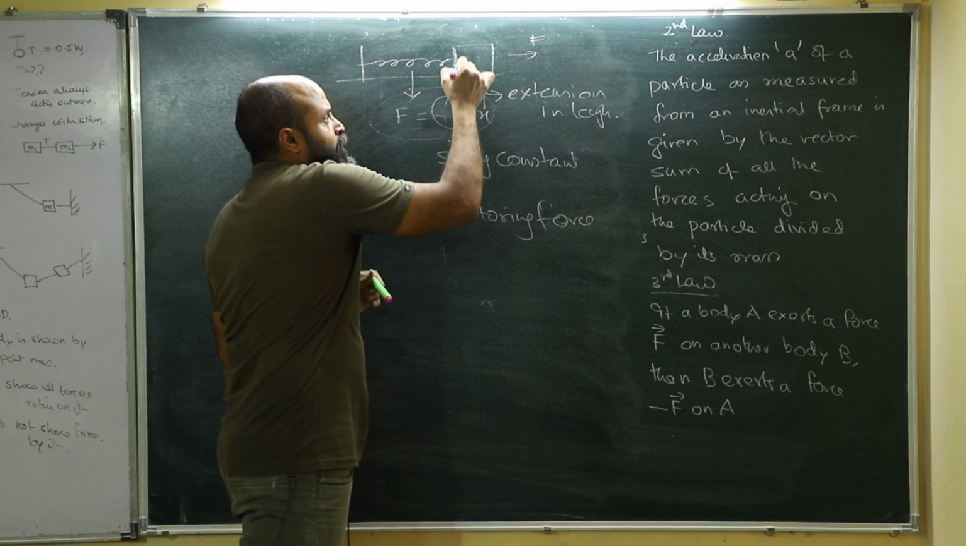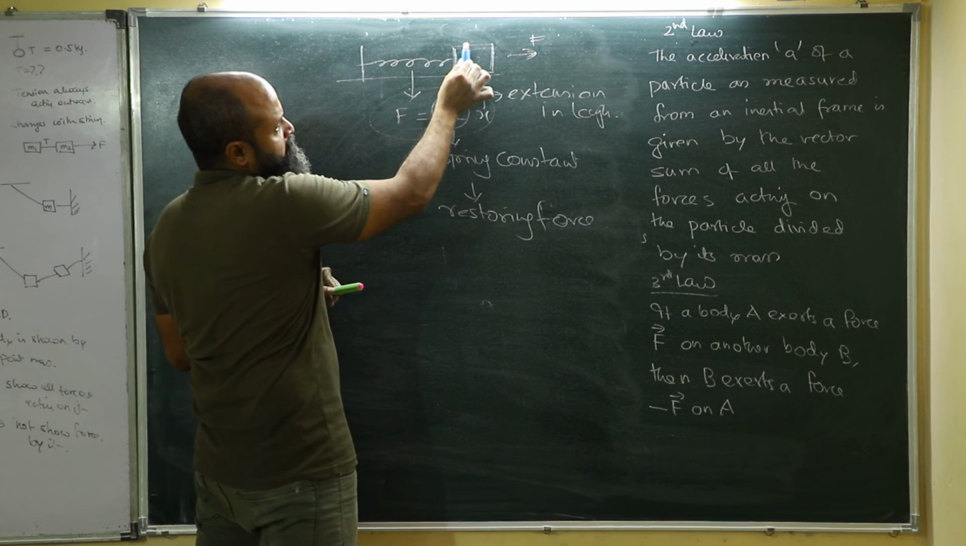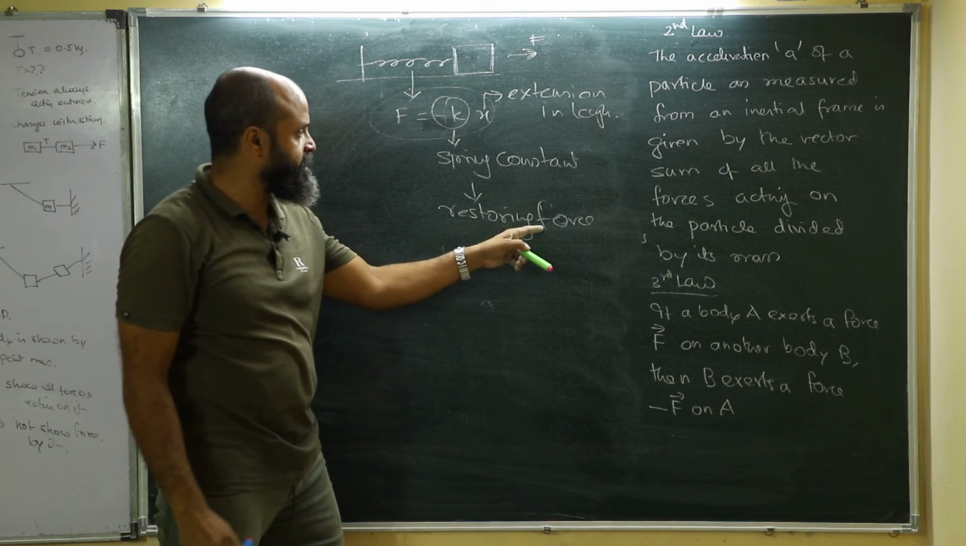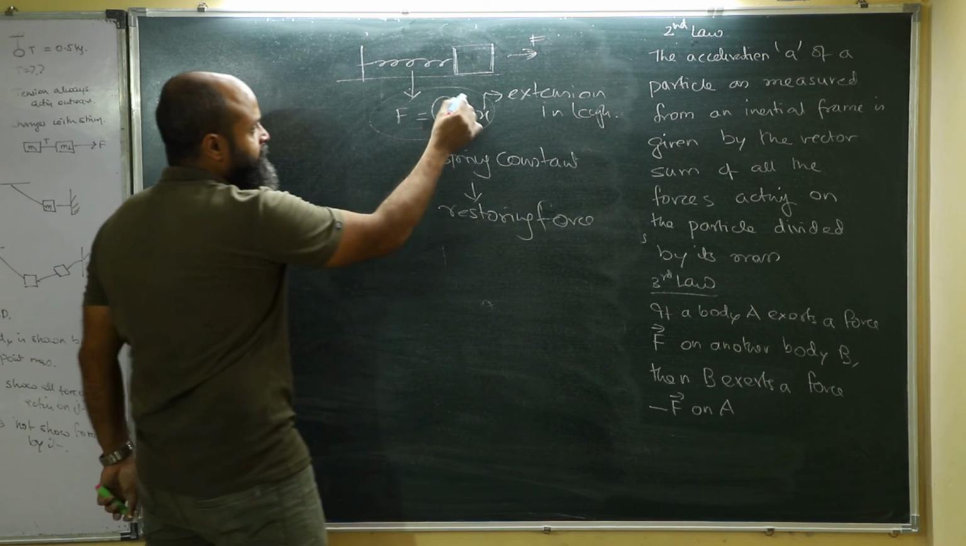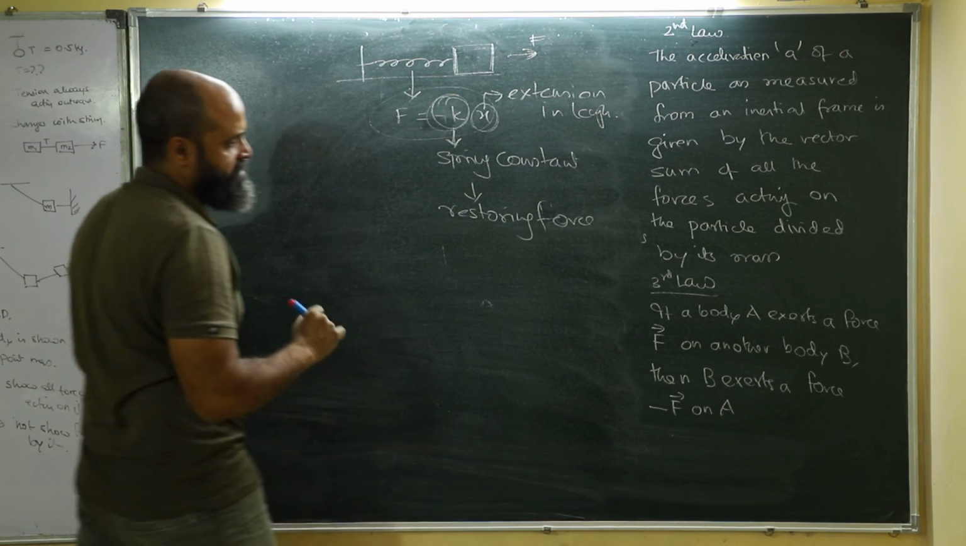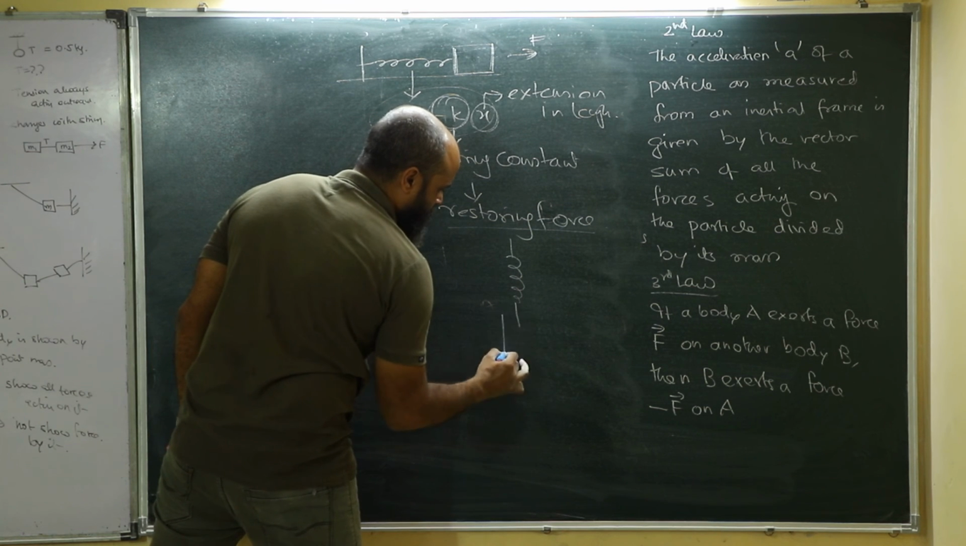withdrawn. So when I am pulling a body with a constant force, there will be an extension produced in the spring. The moment I happen to release it, this will come back. Why? Because there is a restoring force that is applicable here, and this restoring force is proportional to the length by which I have extended the spring. So this is pretty much about the spring. We are going to get into details about it.